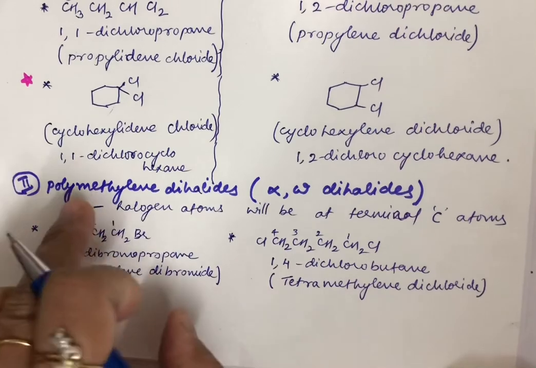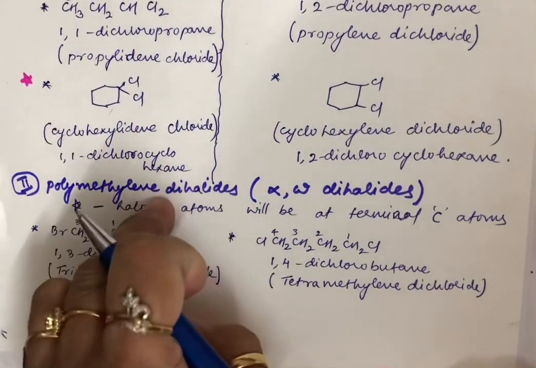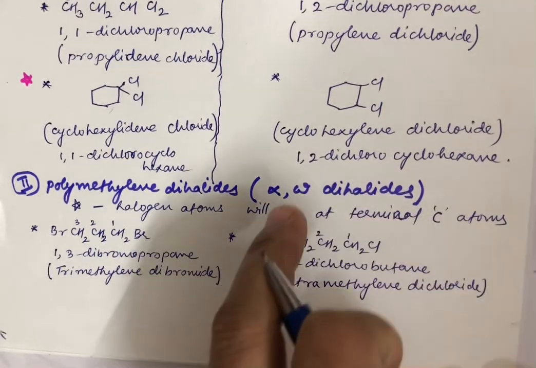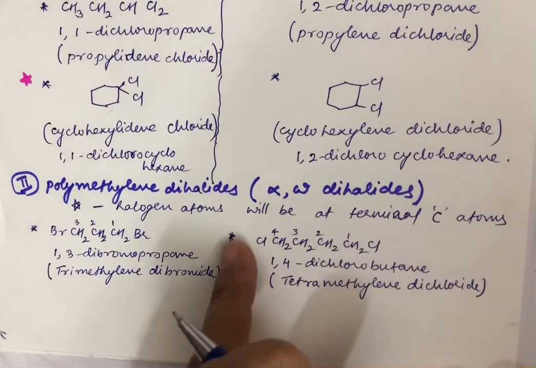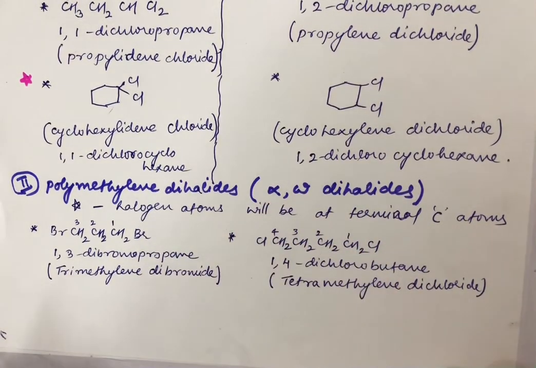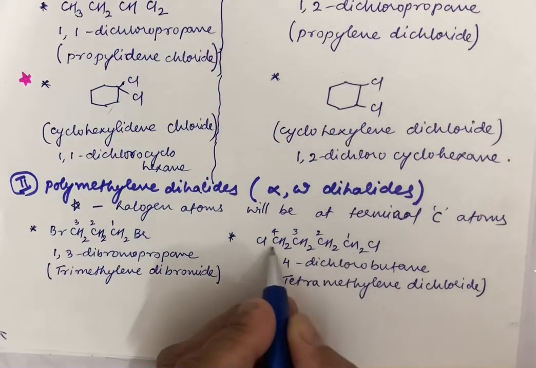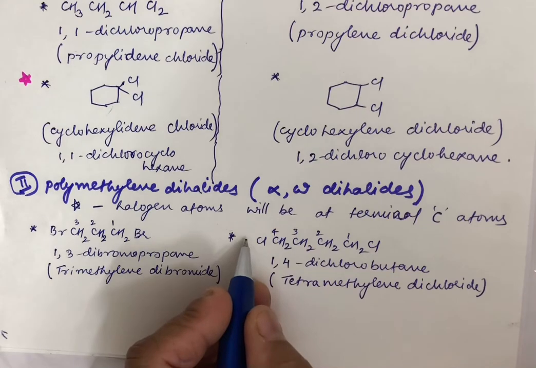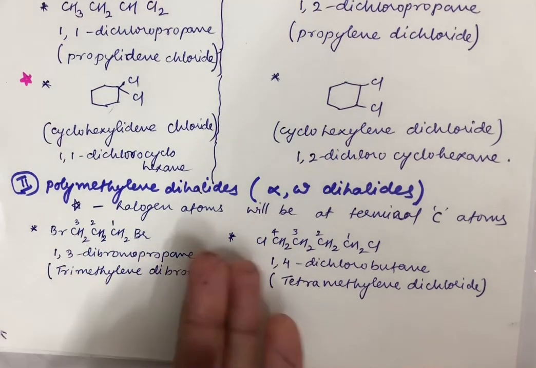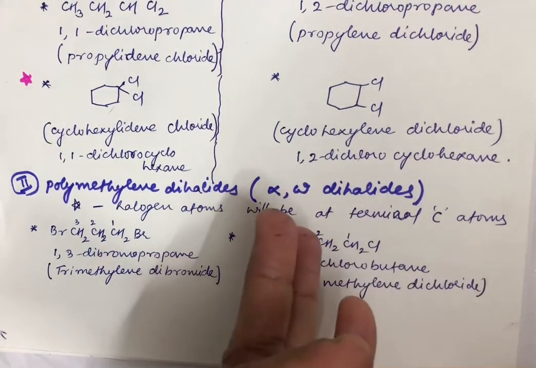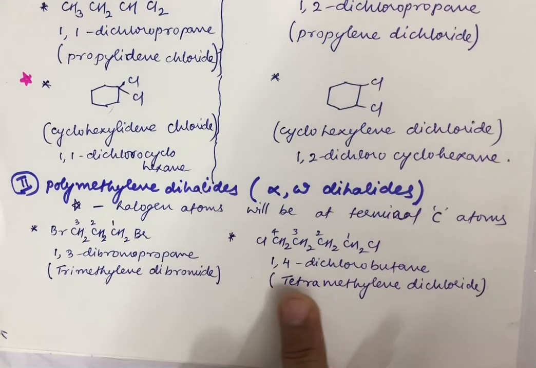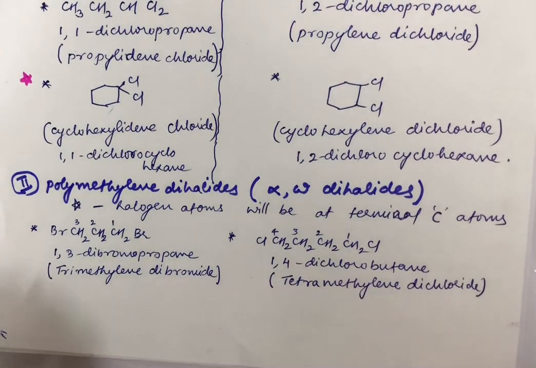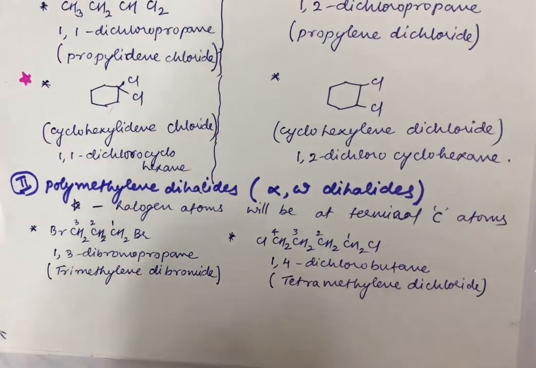Poly means many, methylene groups with 2 halogens. They are otherwise also referred to as alpha omega dihalides. In alpha omega dihalides, you have halogens at the terminal carbons only. That is the meaning. Suppose you have 5 carbons, 5 methylene groups in between with the 2 iodide groups at the ends. So you can name them as 1,5-diiodopentane, and then in between you will have pentamethylene diiodide. That was just a verbal example, another I gave you.